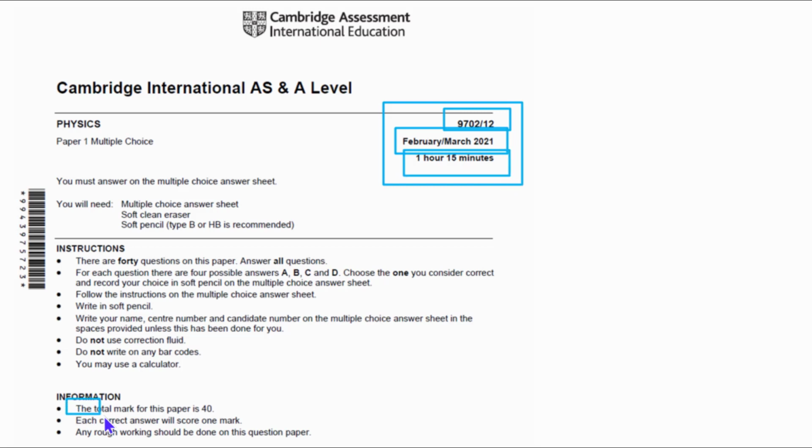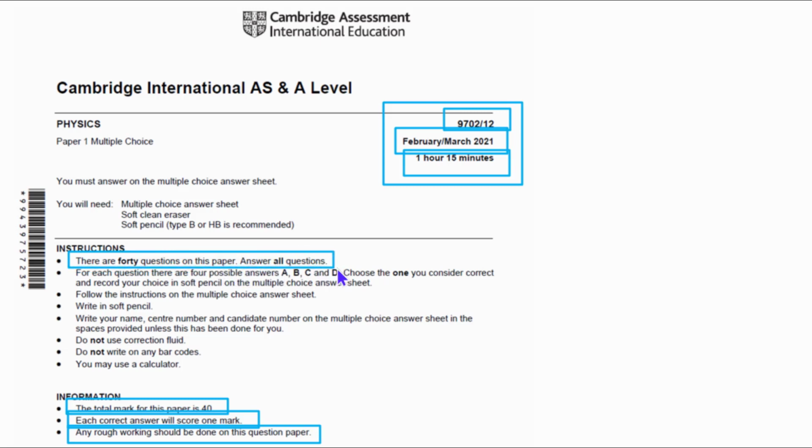The total mark for this paper is 40. You will get 1 mark for each correct answer. If you need to do any rough working, you need to do it on this question paper. There are 40 questions on this paper. Answer all the questions. There are 4 possible answers, and you need to choose the best possible answer.